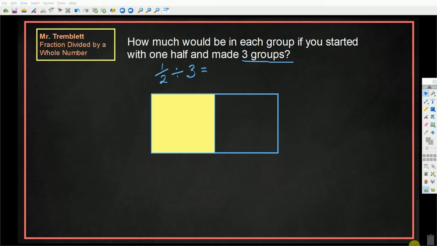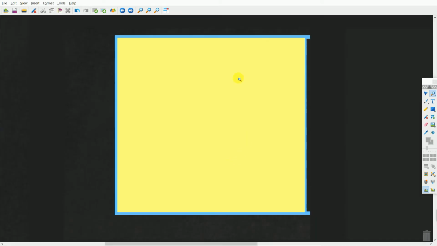So if we're starting with a half, that's the only thing we can focus on right now, what we have shaded here. So I'm going to forget about the rest of it for now. And then my job is to take this shaded part and split it into 3 groups. So I'm going to do that now.